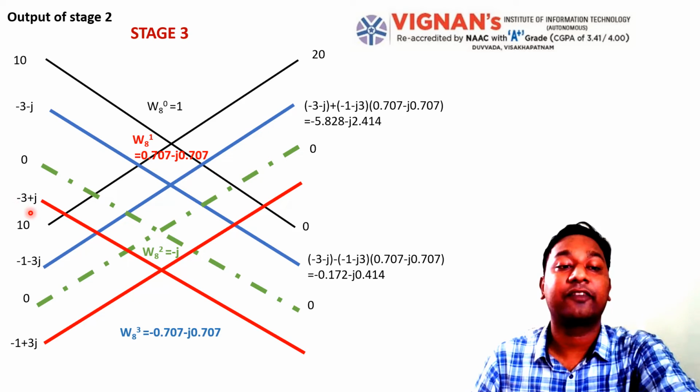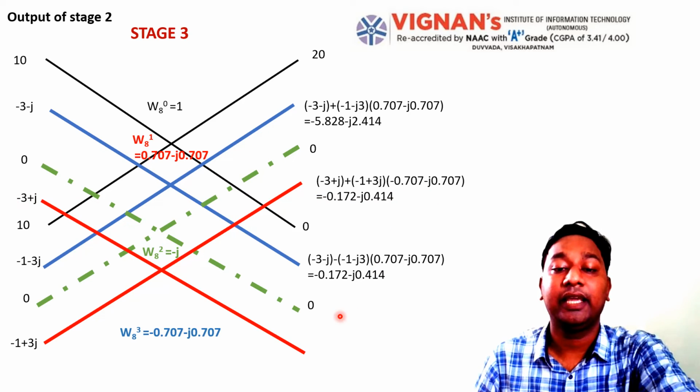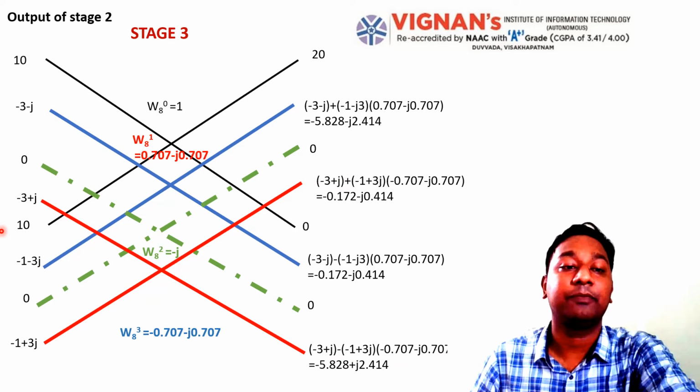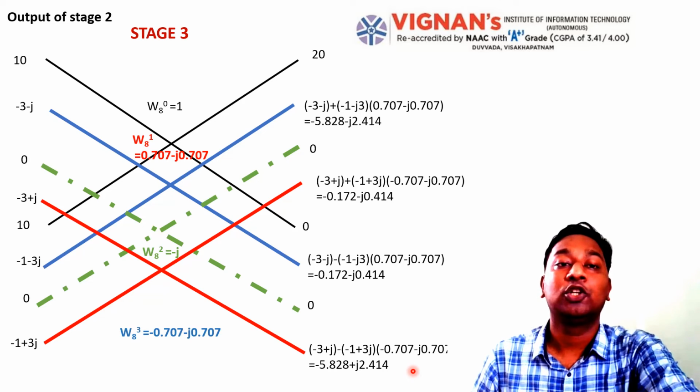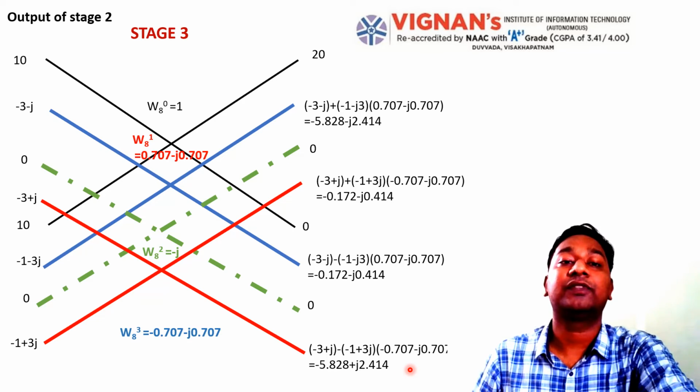The output of the butterfly is a plus b omega to the power k and a minus b omega to the power k. Here the a value is minus 3 plus j and the b value is minus 1 plus 3j. So a plus b omega to the power k has the value minus 0.172 minus j 0.414. Similarly, a minus b omega n to the power k, with a equal to minus 3 plus j and b equal to minus 1 plus 3j, gives the answer minus 5.828 plus j 2.414. So that is the output of stage 3.